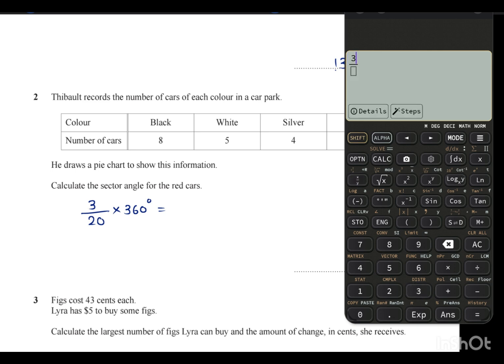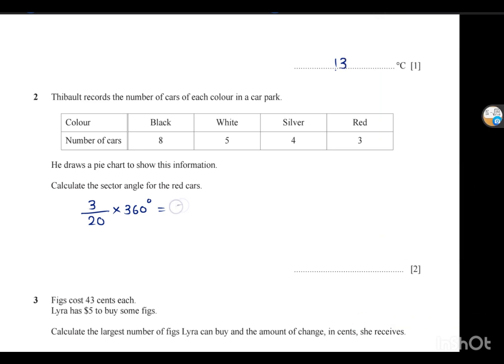So just do this calculation. 3 by 20 multiplied by 360 is 54. So 54 degrees is the sector angle which is asked.